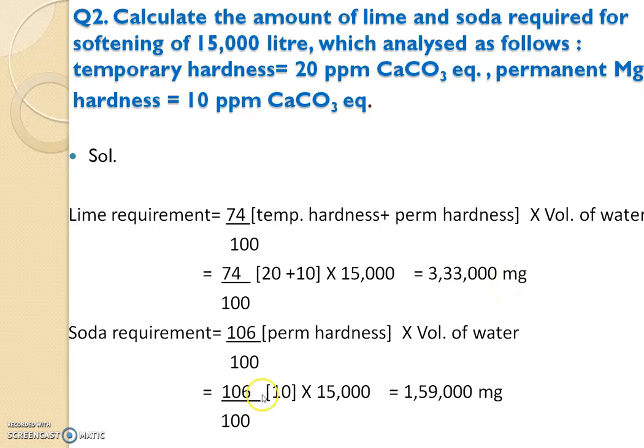So this will give 3,33,000 milligram. Okay. Then for the calculation of the soda requirement, 106 by 100, permanent hardness is only 10. So we will use this and 15,000. So this will give 1,59,000 milligram.